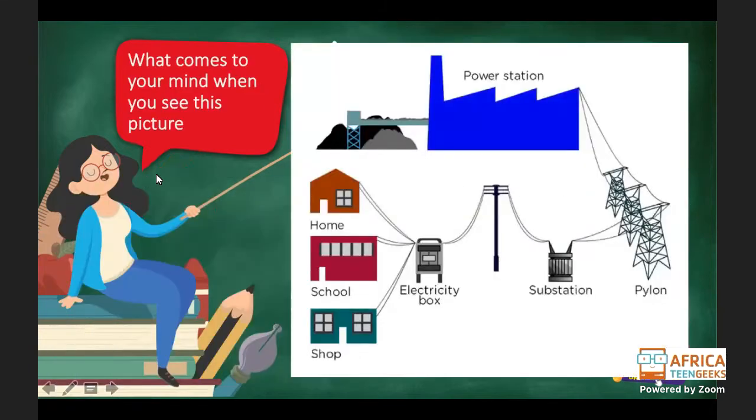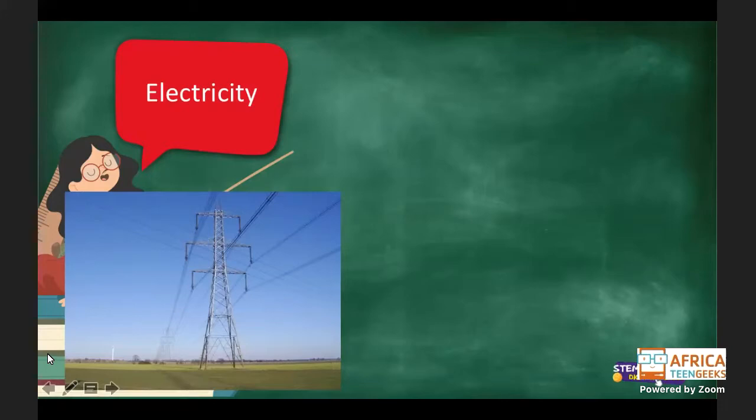What comes into your mind when you see this picture? May you type in your chat box what comes into your mind when you see this picture. As you can see, there are buildings, there are wires, there are so many things happening here. It's not about ESCOM only, but can you give me your answers extensively? What comes into your mind when you see this picture?